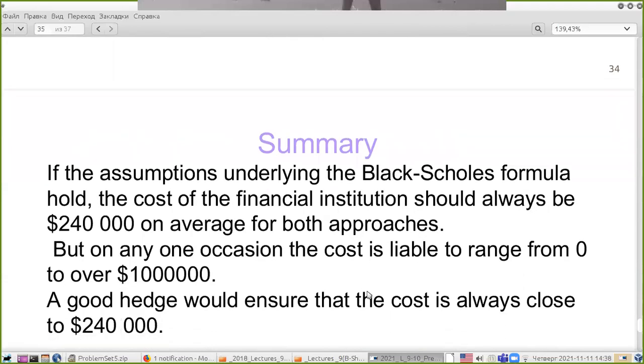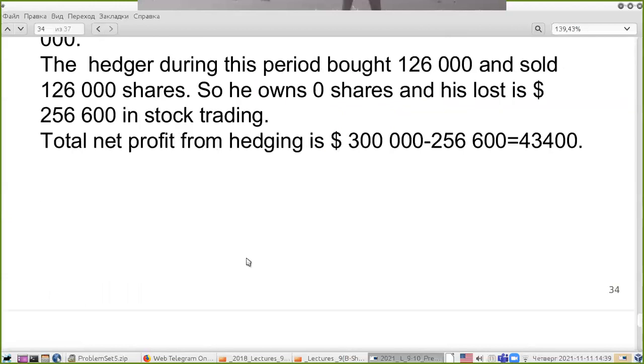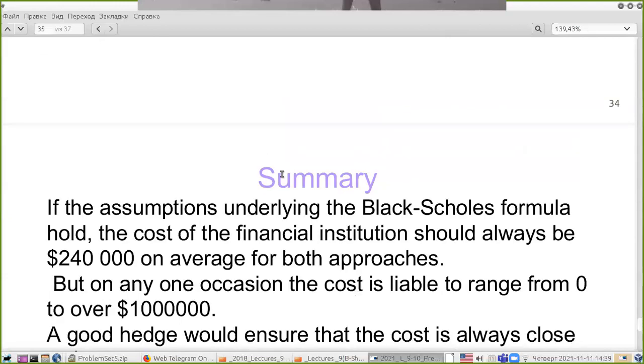So, summary: if the assumptions underlying the Black-Scholes formula hold, the cost to the financial institution should always be this sum. It's a fair price on average for both approaches. But on any one occasion, the cost is liable to range from 0 to over this. A good hedge would ensure that the cost is always close to this. And you see that it is approximately close.